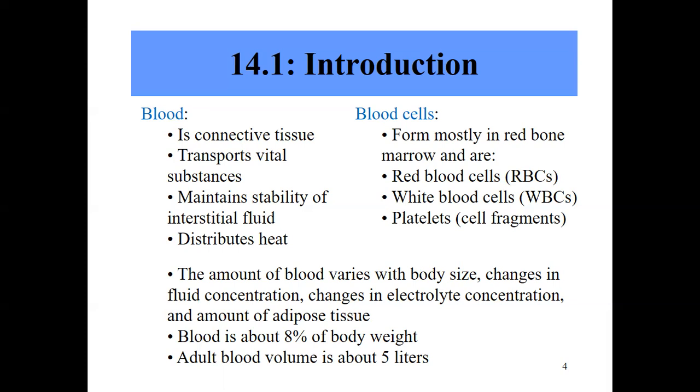Now we talk about blood cells. Blood cells are the formed elements or the cells within the blood. Remember that blood is also including the plasma. So blood cells are mostly made in the red bone marrow. You have red blood cells, which are abbreviated RBCs. You have white blood cells, which are abbreviated WBCs.